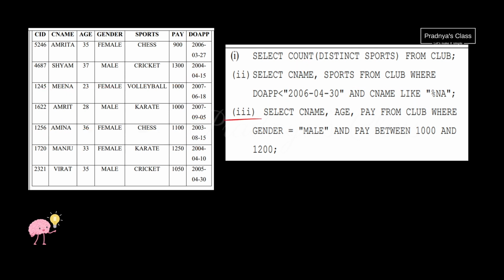Let's erase everything and move ahead to the third query. Select cname, age and pay. The first column will be cname, the second will be age and third will be pay. It's time to check out the conditions. The first condition is gender should be male. Here also we are using the logical operator AND. After that we have the second condition: pay should be between 1000 and 1200.